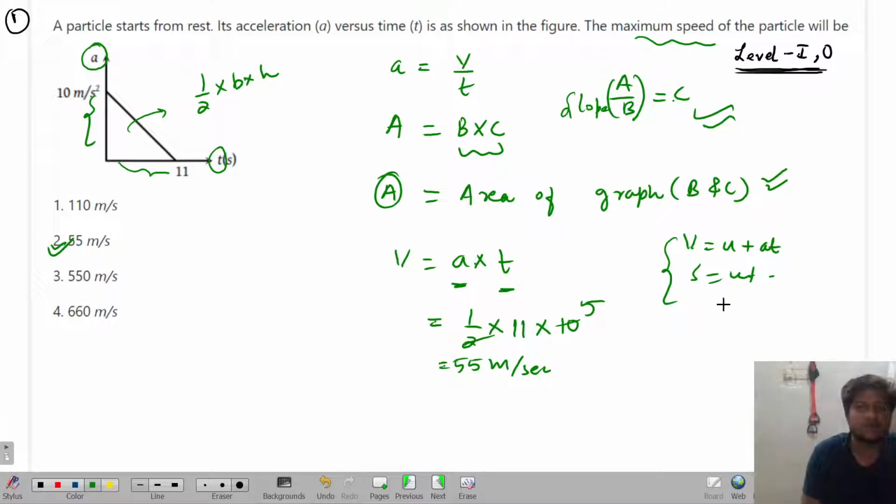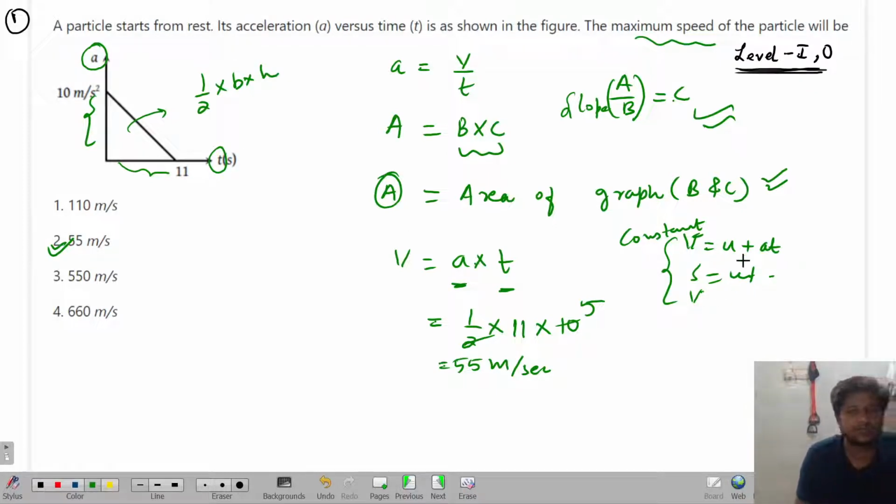All of these formulas, v square and u square, all three equations of motion are only for constant acceleration. Remember that these are only for constant acceleration. Here, what you observe from the acceleration-time graph is that acceleration is decreasing with respect to time, meaning acceleration itself is varying with respect to time. At that time you can't apply this formula.